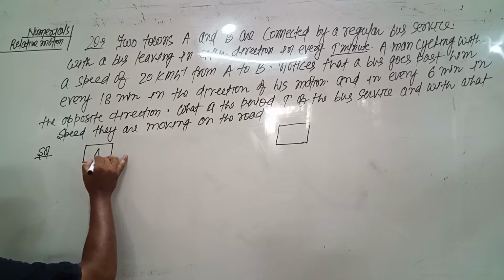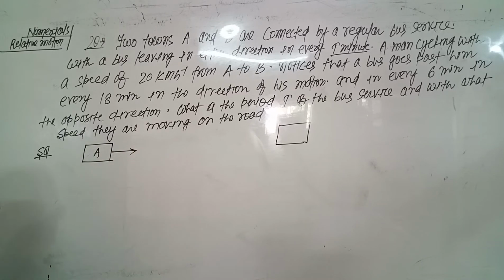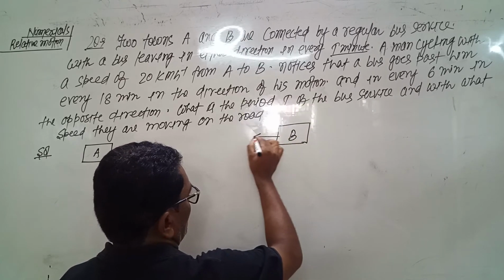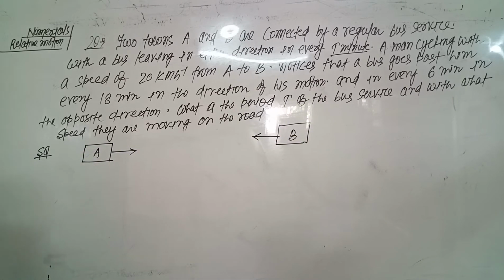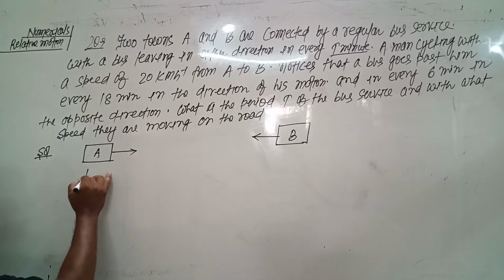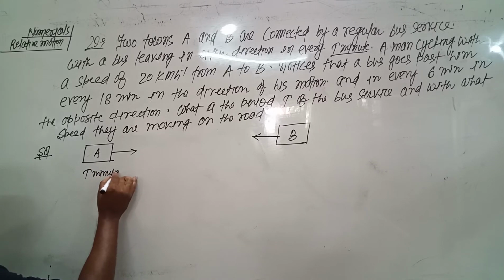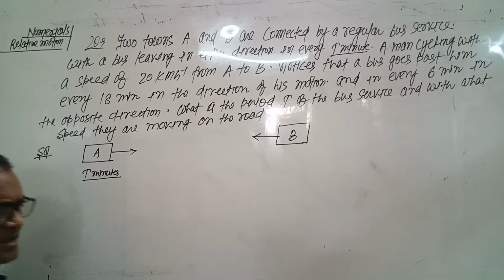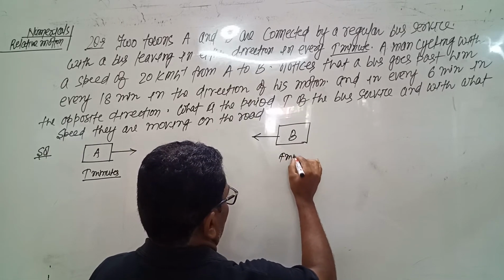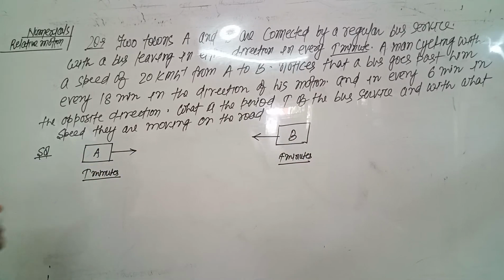Suppose bus A is moving from town A to town B and bus B is moving from town B to town A, with the bus leaving in either direction every t minutes. In every t minutes, a bus goes from town A to town B, and also in every t minutes, bus B goes from town B to town A.